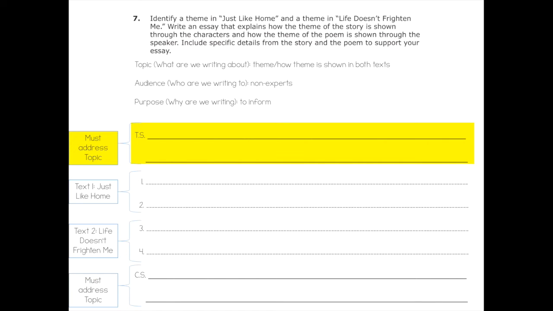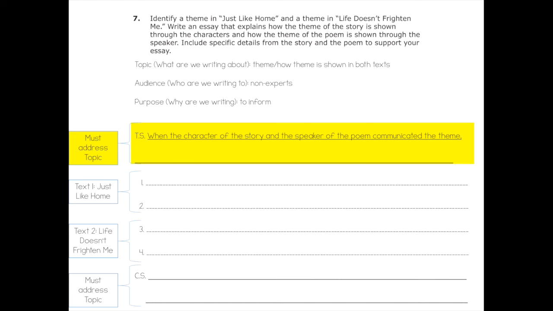Okay, let's get started with developing a TS. Our TS is introducing our reader to our topic, and it needs to be interesting so that the audience wants to keep reading. So when I'm thinking about an interesting way to start a sentence, one interesting way is to use a subordinating conjunction. So I'm going to use the subordinating clause when, and start: when the character of the story and the speaker of the poem communicated the theme. This is the first half of my sentence. Remember, I'm looking at my topic, how theme is shown in both texts. Does this address my topic? Yes, it does, because I'm talking about the story, the poem, and how they're both showing the theme.